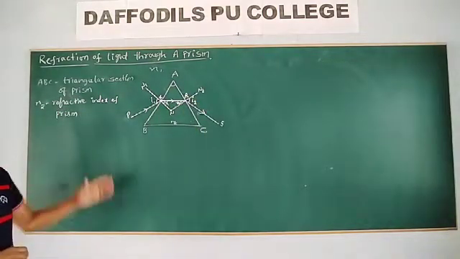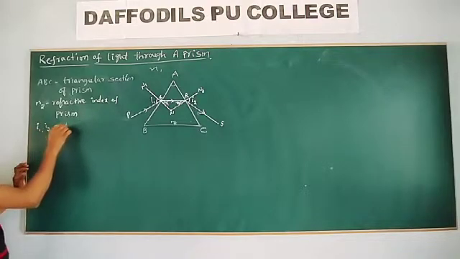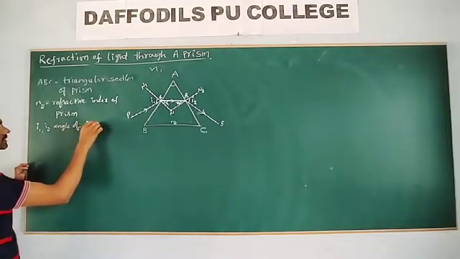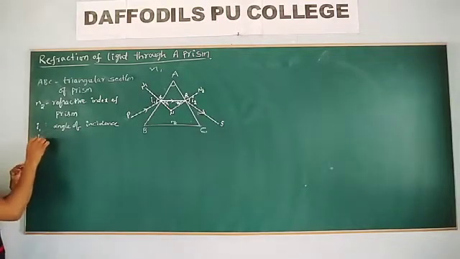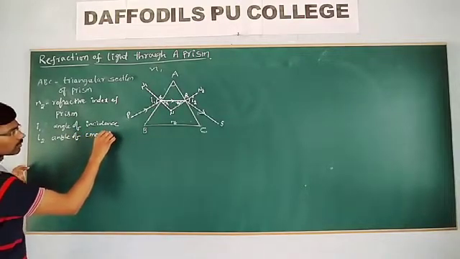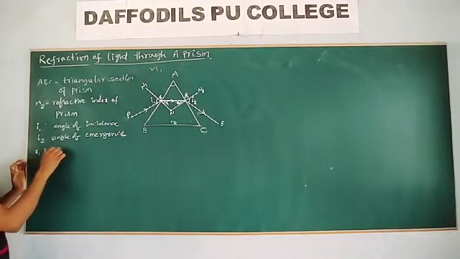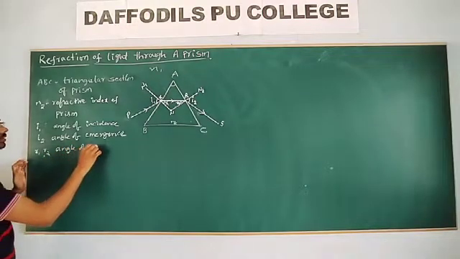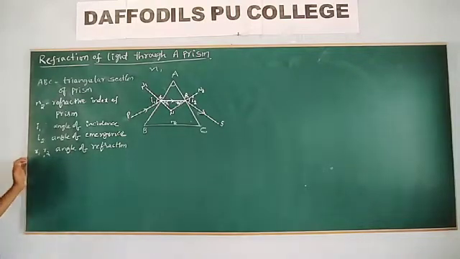Let me write here: I1 is the angle of incidence, I2 is the angle of emergence, and R1, R2 are the angles of refraction at the first phase and second phase of the prism.